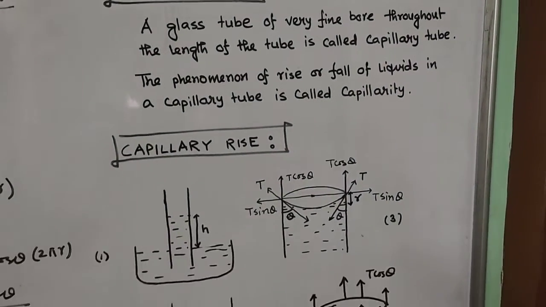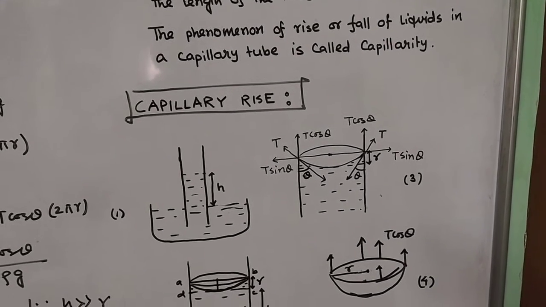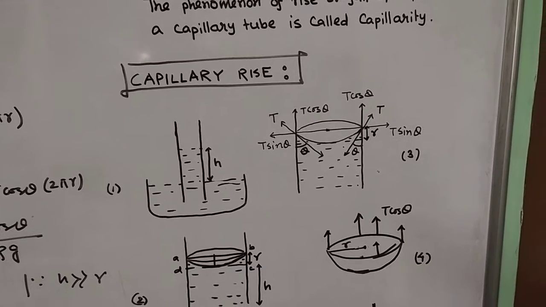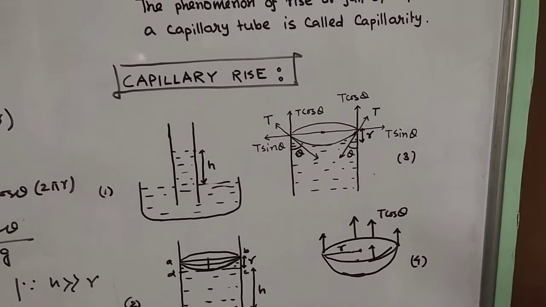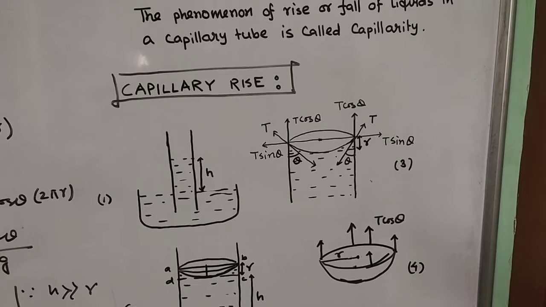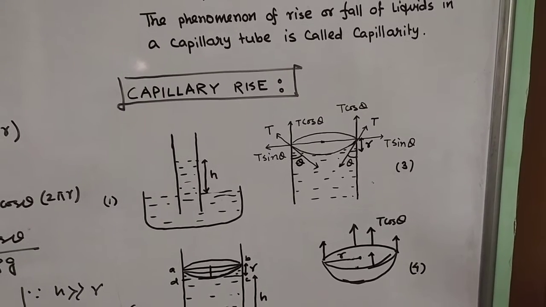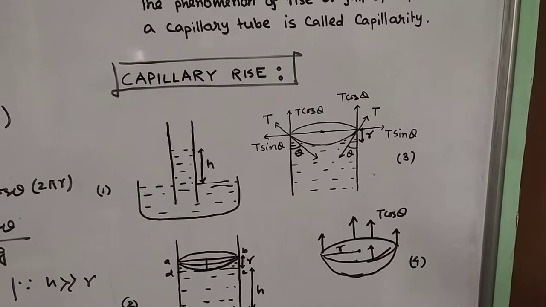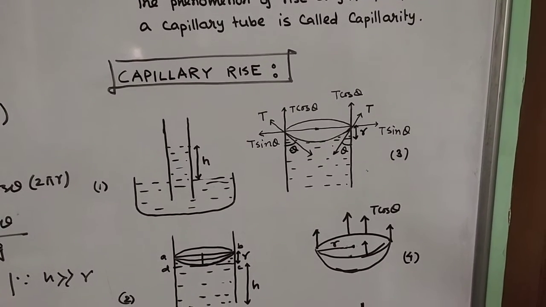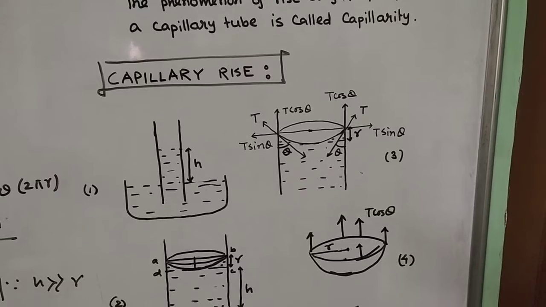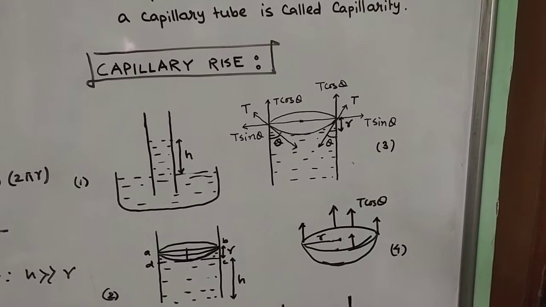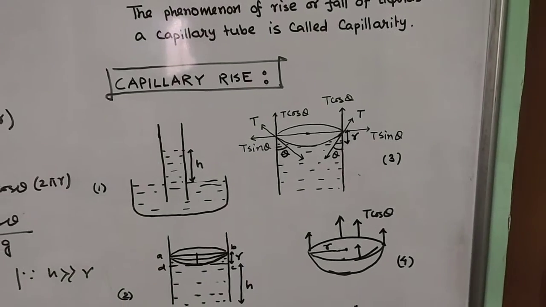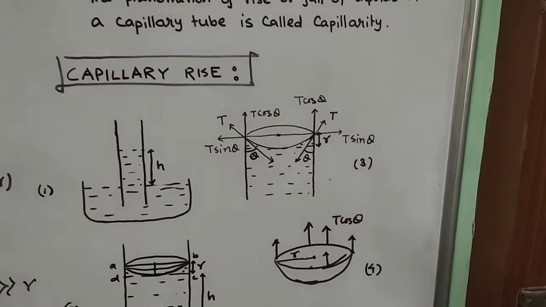Now you see, when you put a capillary tube inside a liquid, what will happen? The liquid rises up to a certain extent above the free surface of the liquid which is available in the container. So here in figure 1, we have inserted a capillary tube in the container containing liquid. The liquid rises up to a certain extent and after that it stops. Why does it stop after attaining a certain height? That part we are going to discuss.